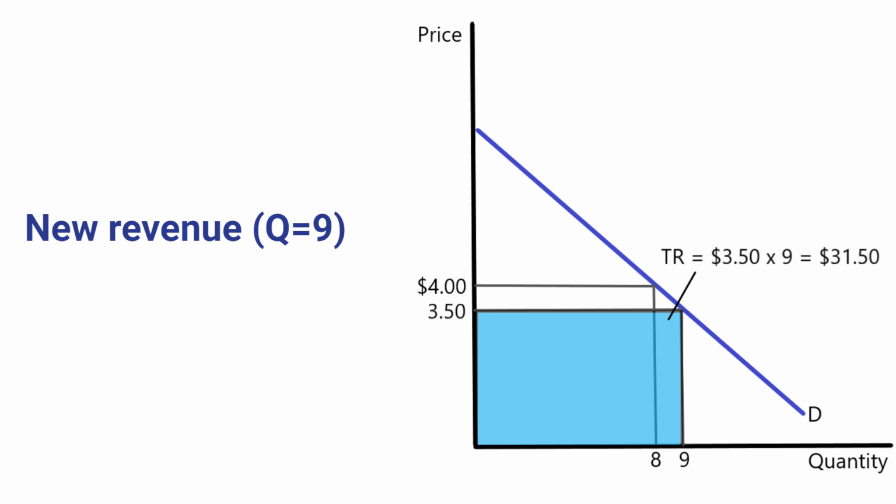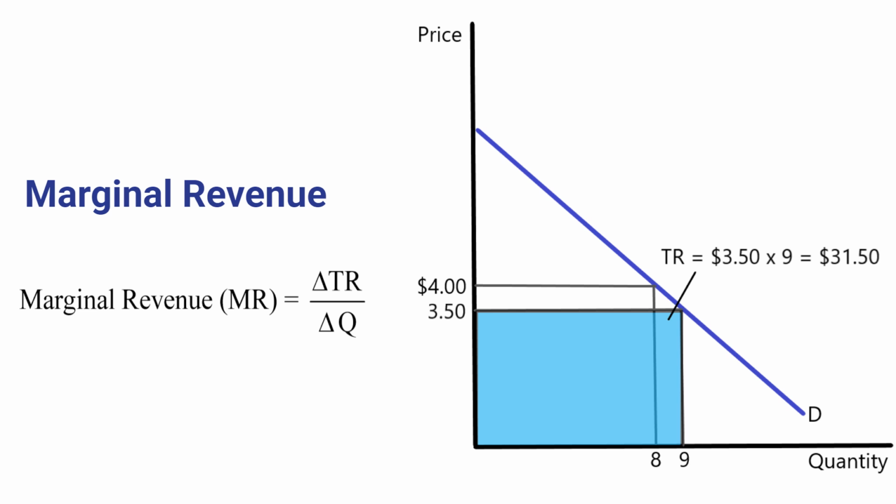We can note that revenue actually declined. And we measure marginal revenue as a change in total revenue over the change in Q. In this case, the change in total revenue was a negative 50 cents when we went from 32 to 31.50. The change in quantity when we go from 8 to 9 is just 1. So we have marginal revenue of just negative 0.5 over 1 or a negative 50 cents. So in this case, marginal revenue is negative.